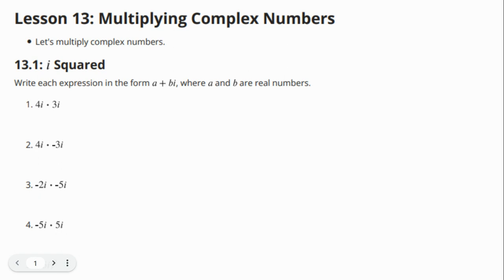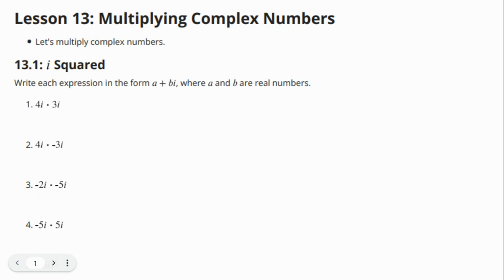So one of the things we need to remember: any time you have i, we leave i in the answer, but any power of i, we need to simplify. If you see i squared, you need to replace it with -1. If you have i to the third, you need to replace it with -i. And if you have i to the fourth, it equals +1.